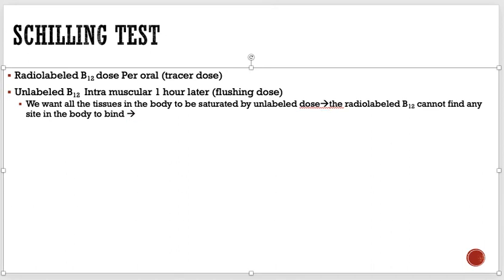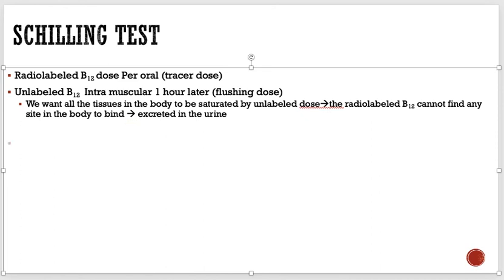So what will happen? Of course, the peroral one will be absorbed from the intestine into the blood, start circulating in the body, and be excreted in the urine. So what must we get in the urine? We must get the radio labeled one, because we saturated all the body stores with the unlabeled one.